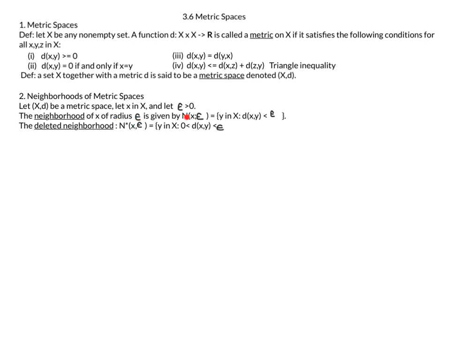Then the neighborhood of the element x of radius epsilon is given by, and then we have the notation, the capital N for neighborhood. The neighborhood of x with radius epsilon is all the y in X, so all the other elements in X, such that the distance between x and y is less than epsilon. And then the deleted neighborhood, which we denote with this asterisk after the capital N, is all the y in X such that the distance between x and y is between 0 and epsilon.